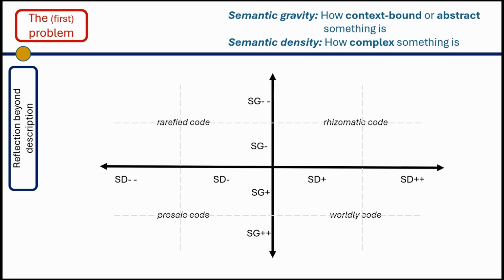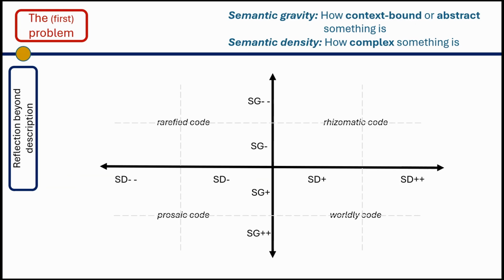Relative strengths of semantic gravity and semantic density set up these four codes. The rarefied code, where practices are abstract and simple. The rhizomatic code, where practices are abstract and complex. The prosaic code, where practices are context-bound and simple. And the worldly code, where the practices are context-bound and complex.